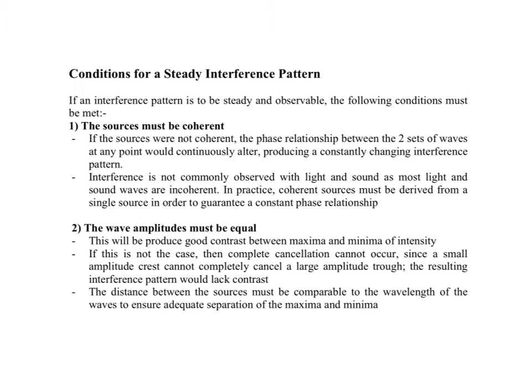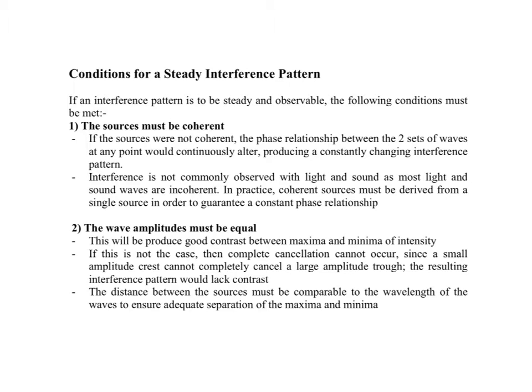Okay, now generally, if you want to see a clear interference pattern, then you must obey two further conditions. Remember just now we had the three conditions for the waves to interfere? In addition to the three conditions, you have two other conditions if you want to see a clear pattern. First one, the sources must be coherent. So why must it be coherent?